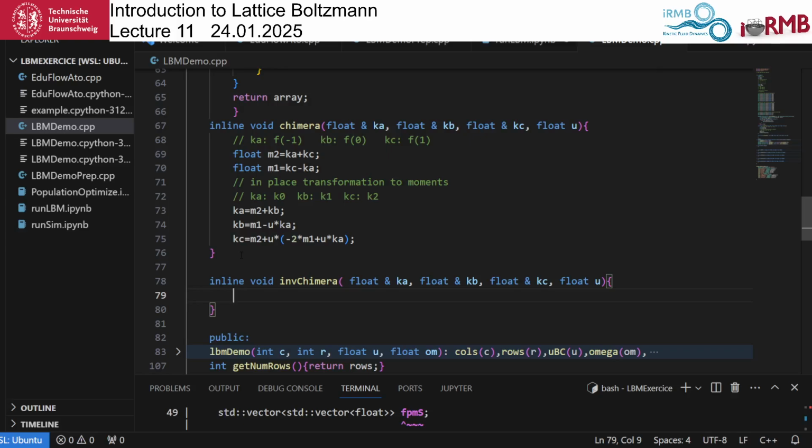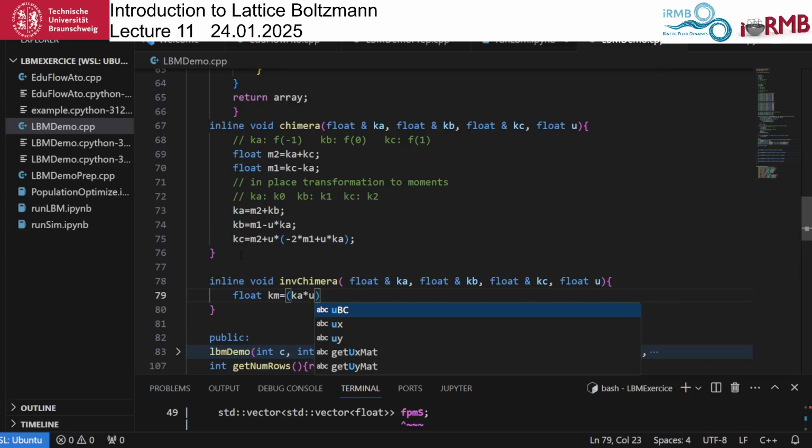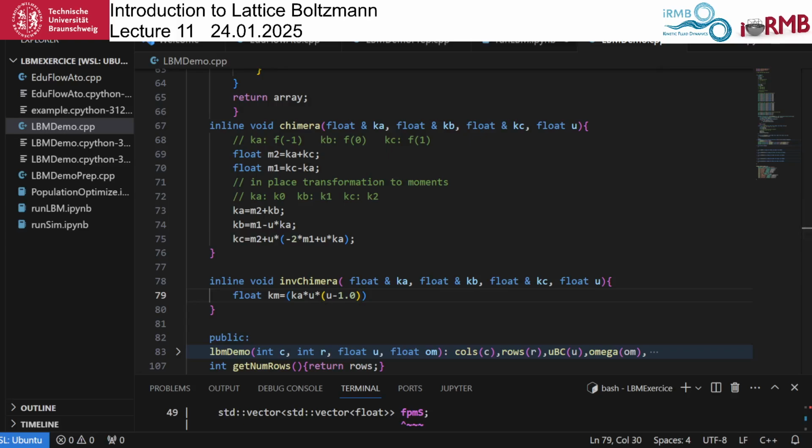Okay, so now we have to take care that we do not overwrite stuff, and therefore I have to have two variables here, namely km, so this is the minus part, km, and according to the equation that we had here, I've tried to rearrange this a little bit by hand. This will be Ka times U times U minus 1.0.